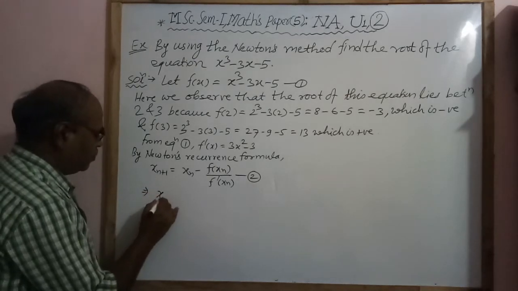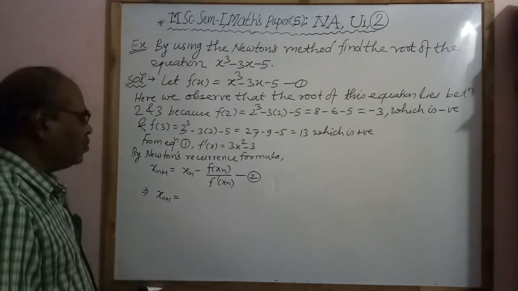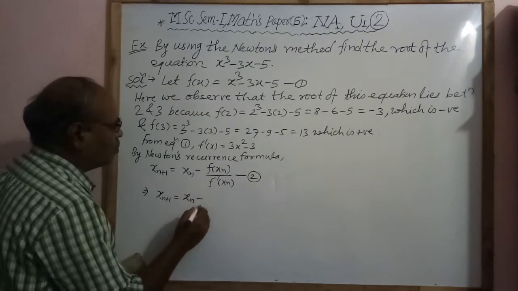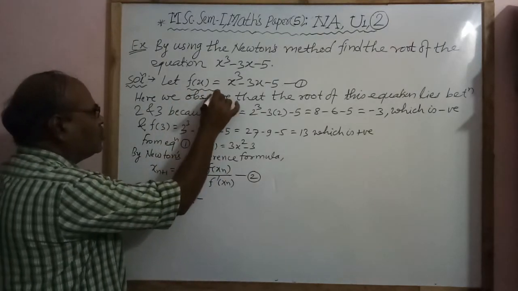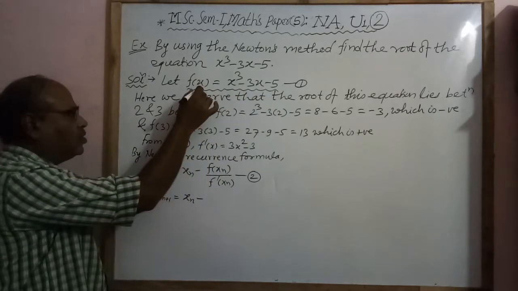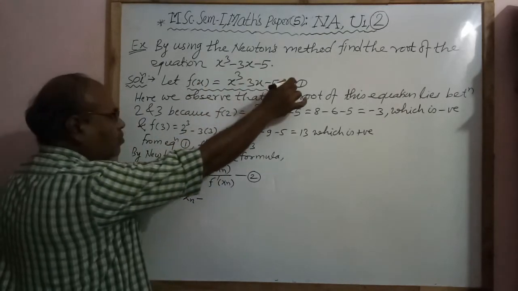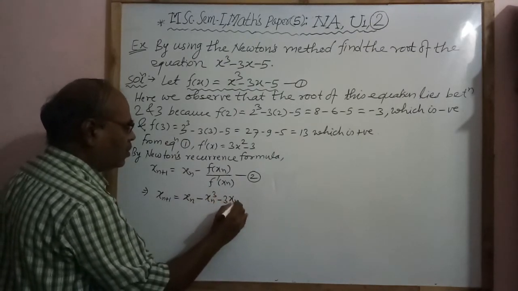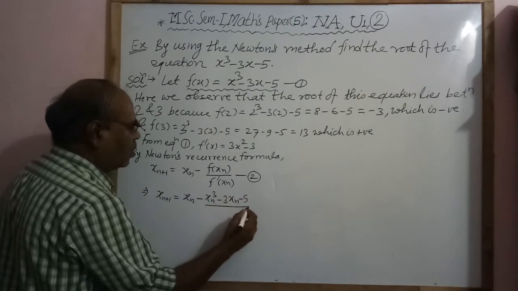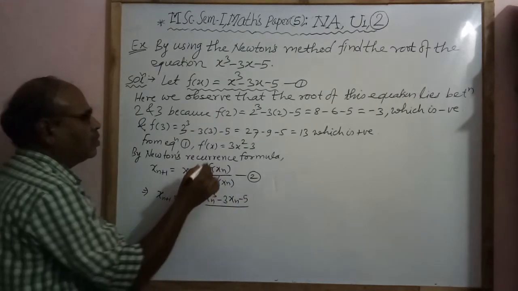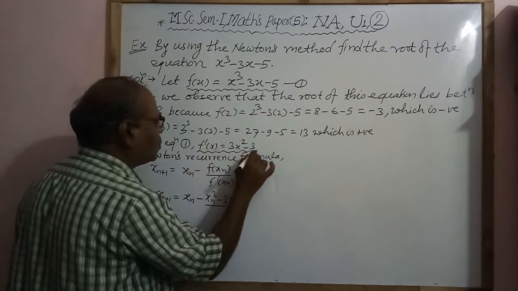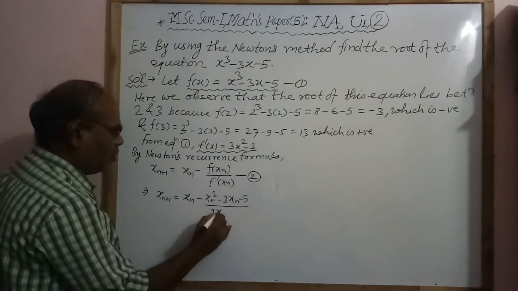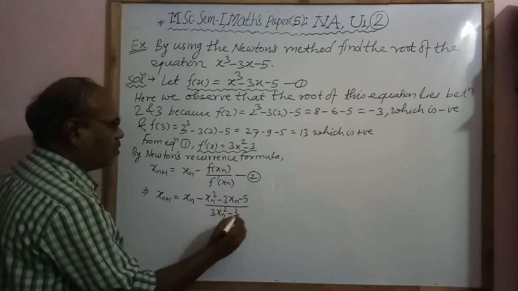Therefore, xn plus 1 equal to f of xn. f of x is given by this. We find f of xn by putting x equal to xn in this equation. Therefore, f of xn we have xn cube minus 3xn minus 5 divided by f dash of xn. The f dash of x is given by 3x square minus 3. Therefore, f dash of xn, put here x equal to xn, 3xn square minus 3.